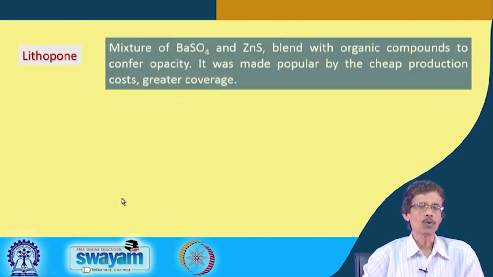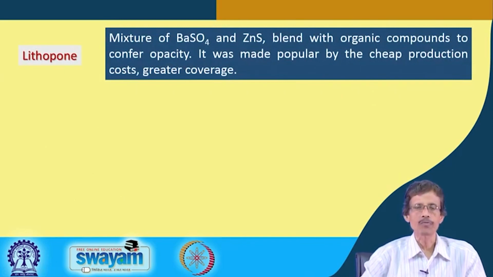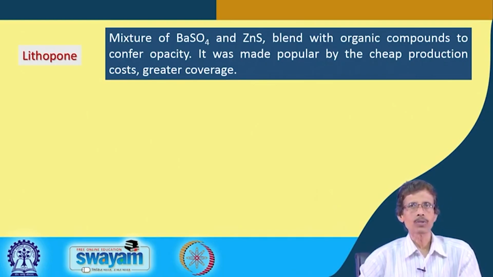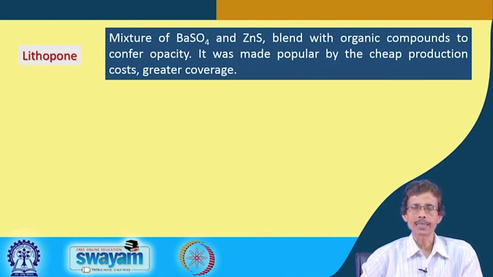Then we go to the lithophone. Lithophone is a mixture of barium sulfate and zinc sulfide, and we blend them, so definitely you should add some blending material. Sometimes we can use an organic compound which is adhesive in nature. In its presence, it is not only a blending material but also a binder, so that uniform mixing of these two solid compounds can take place, and it also gives the opacity required for a paint material.